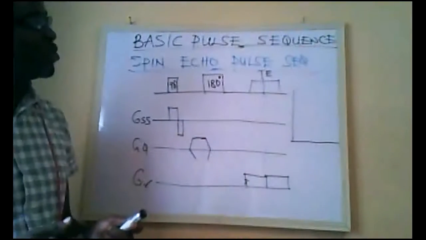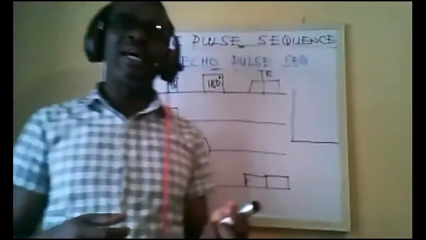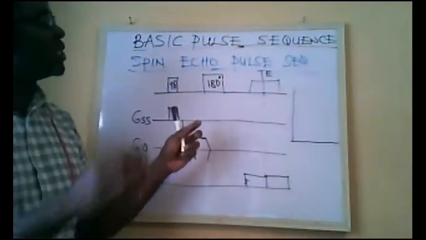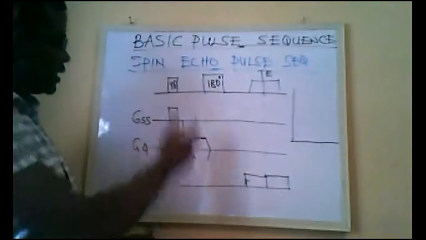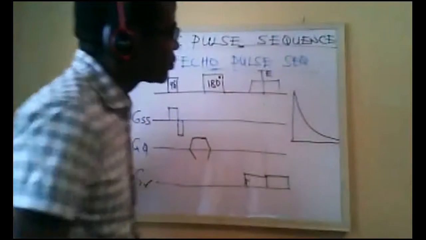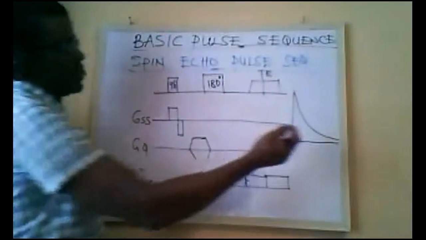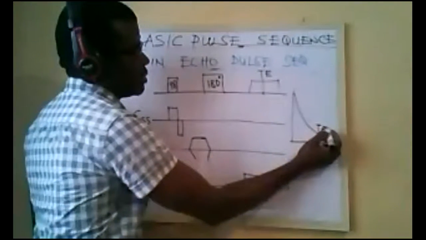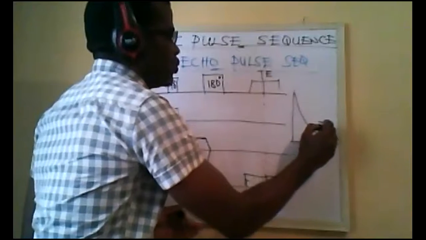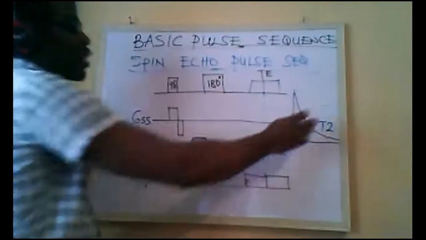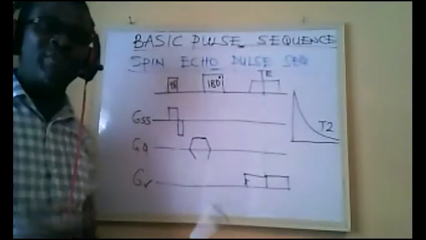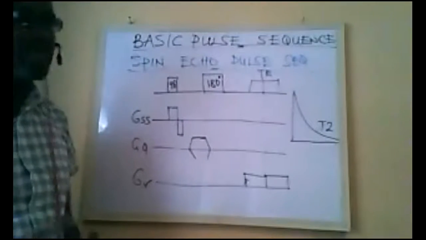So because of that, we are going to introduce some kind of dephasing. After the application of the 90 degree pulse, the spins will begin to dephase. Initially, they are in phase when you apply the 90 degree pulse, but immediately you switch off the 90 degree pulse, the spins will begin to dephase. The dephasing is according to T2. But in actual fact, it is not mainly because of T2, but because of the combined effect of changes in magnetic susceptibility and the field inhomogeneity.